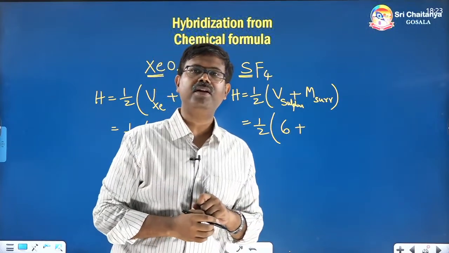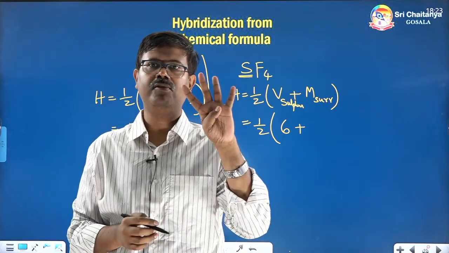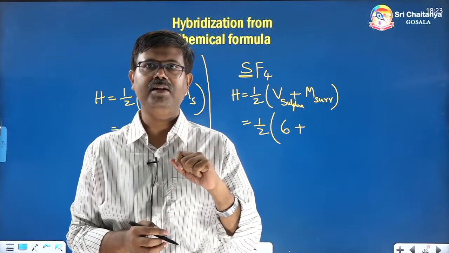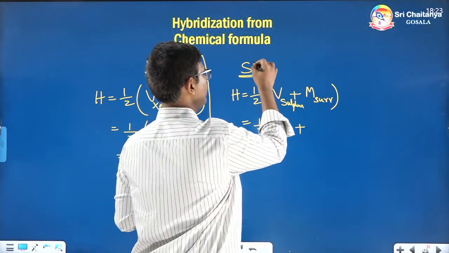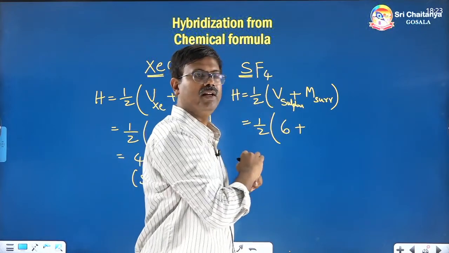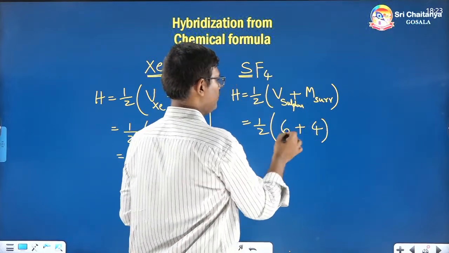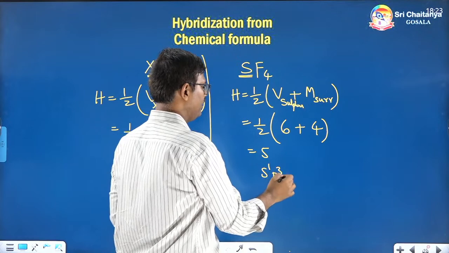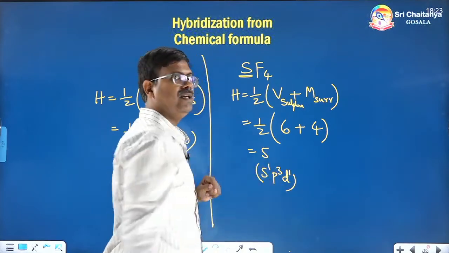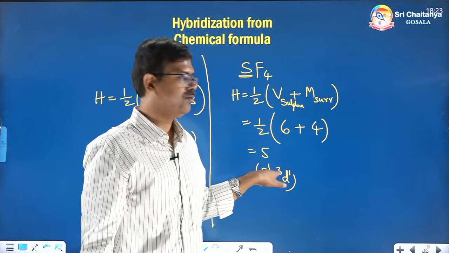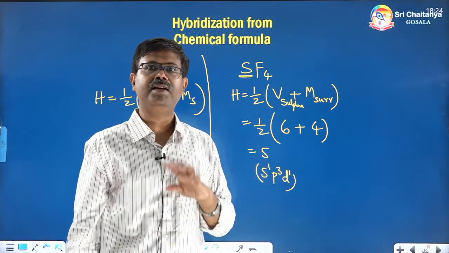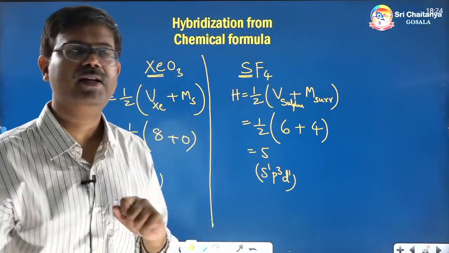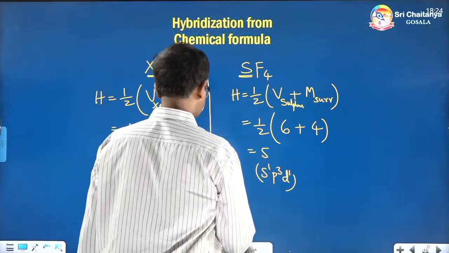Now, how many surrounding atoms are there? 4 fluorines. Are they monovalent? Yes. Halogens and hydrogens are monovalent. So all 4 fluorines are monovalent surrounding atoms. So 10 by 2, which means 5. 5 means what hybridization? sp3d. Because if you add, how much are you getting? 1 plus 3 plus 1, 5. So the hybridization of sulfur in SF4 is sp3d. Next.